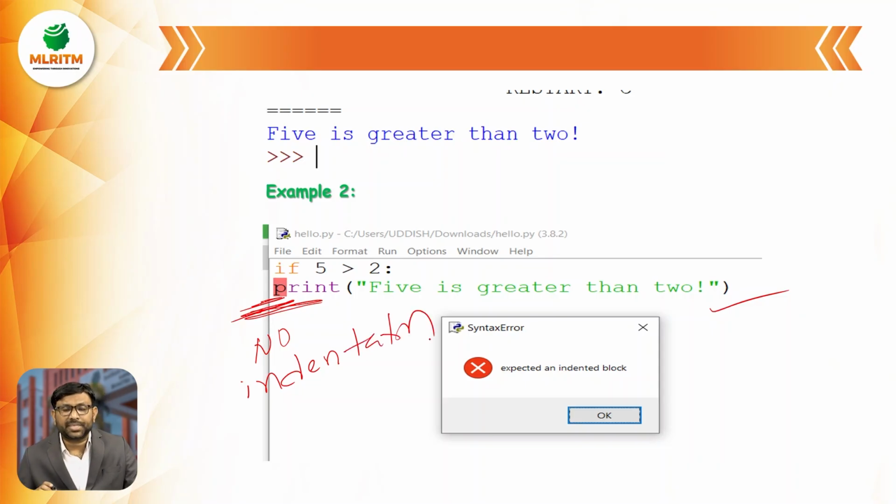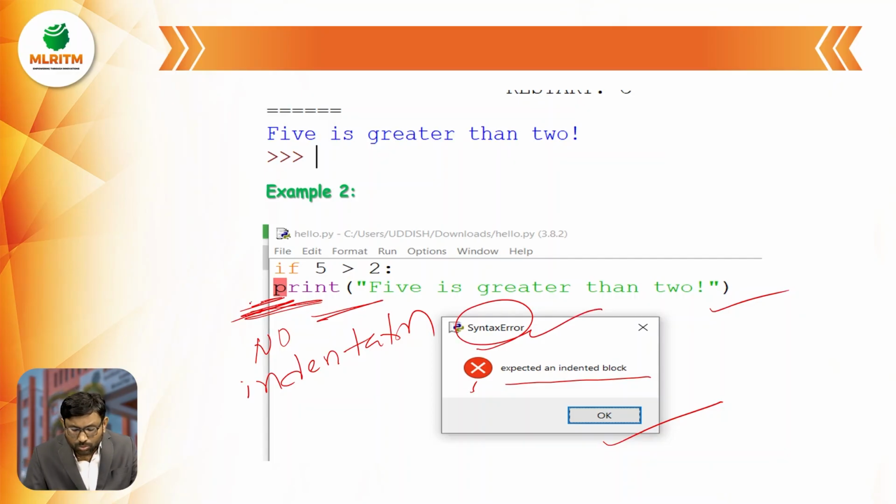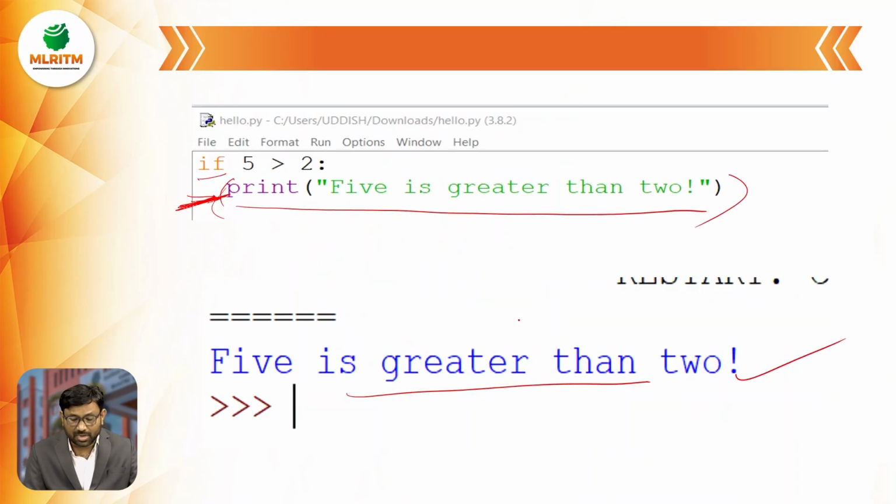If there is no indentation in Python, we will get the error "expected an indented block". It represents that there is no indentation. So you have to represent indentation so that we will get the output. So that is the meaning of this one. So this is about without indentation, we will get an error. Without indentation, we will get an error.